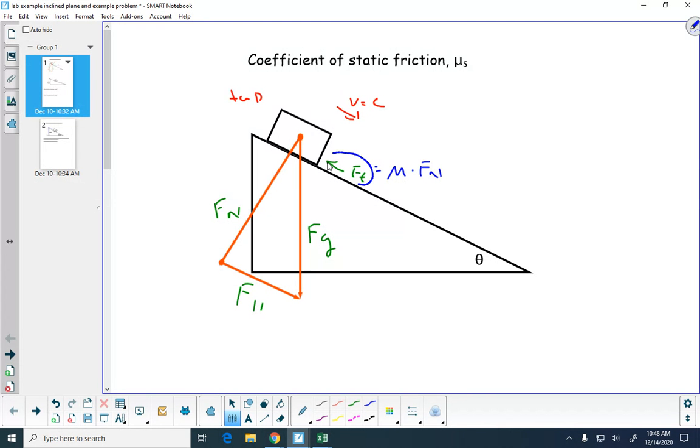We have this force of friction, and we have this force parallel that's pushing it down the plane. If we move at a constant velocity, this means my acceleration is going to equal zero, which implies that our force net is equal to zero, because our force net is mass times acceleration. We are moving this at a constant velocity going downwards.